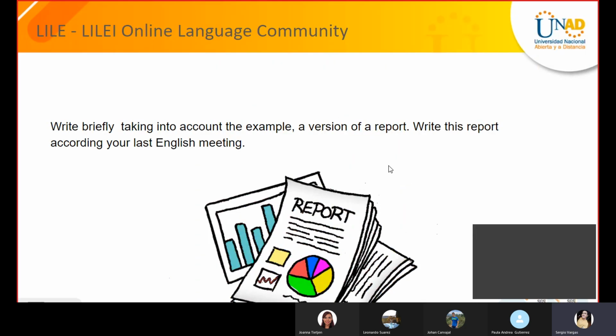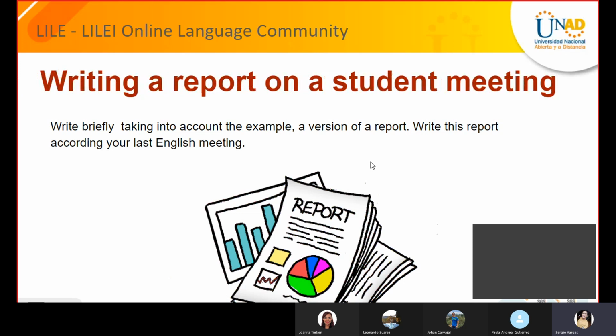So for this part, we're going to write a report. You're going to write briefly, in a few words, taking into account the example, a version of a report of a student meeting. Write this report about your last English meeting. The last English meeting you had, you're going to write a little report. And please put this report in the chat. Do you understand the exercise?